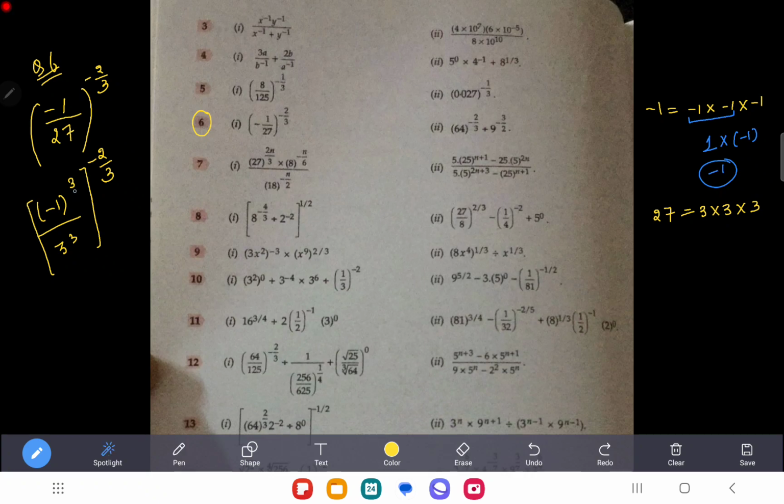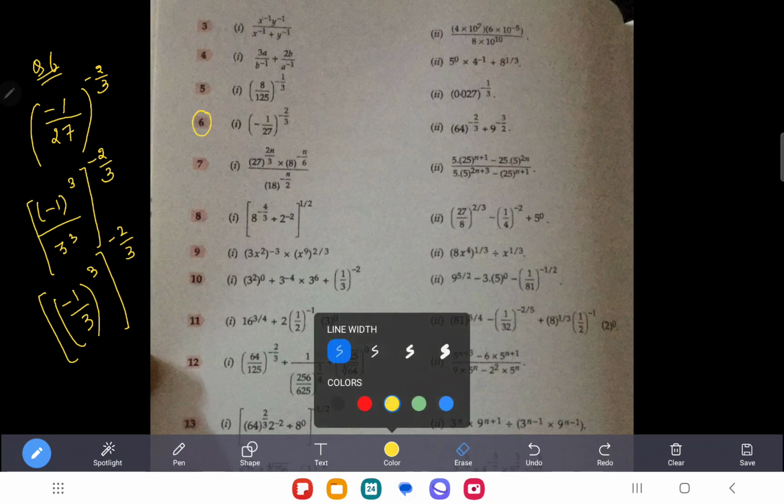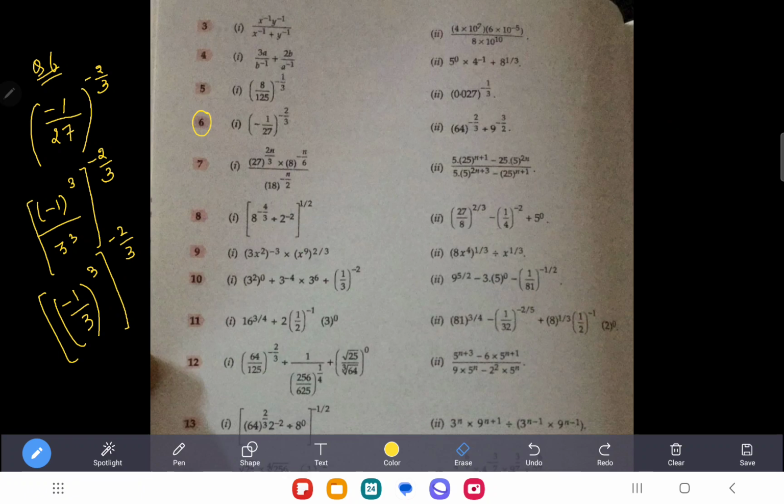Rather than writing it down individually, numerator cubed and denominator cubed, can I say it is minus 1 over 3, whole cubed, raised to power minus 2 over 3? What do we get? It would be minus 1 over 3 raised to power 3 times minus 2 over 3. So 3 cancels 3. So it becomes minus 1 over 3 raised to power minus 2.